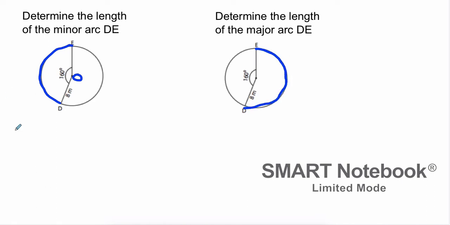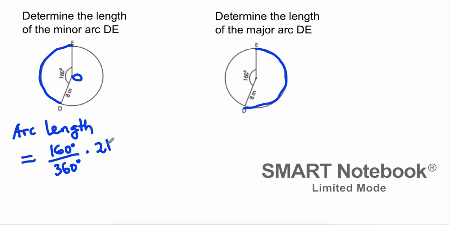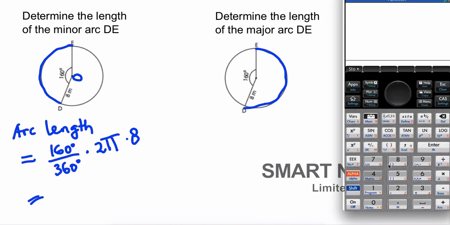Okay, so let's try to use the formula that we have just learned. Here the length of the minor arc DE will be just 160 degrees over 360 degrees, and then we multiply it by the circumference of the whole circle, which is in this case 2 times pi times 8. 8 is the radius of the circle. Okay, and then we can use our calculator for that.